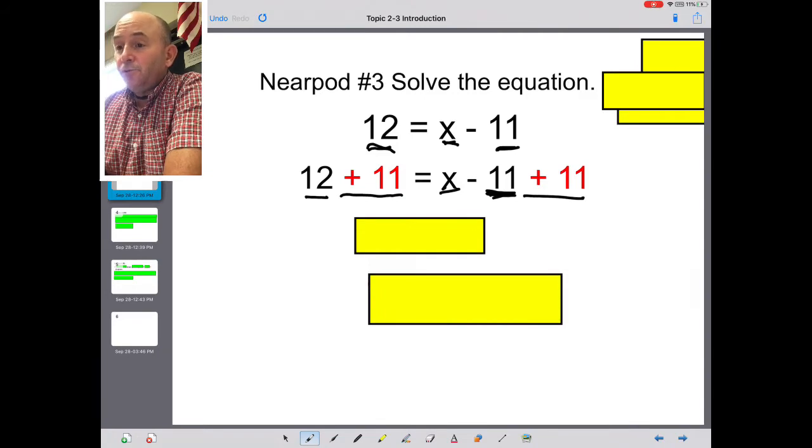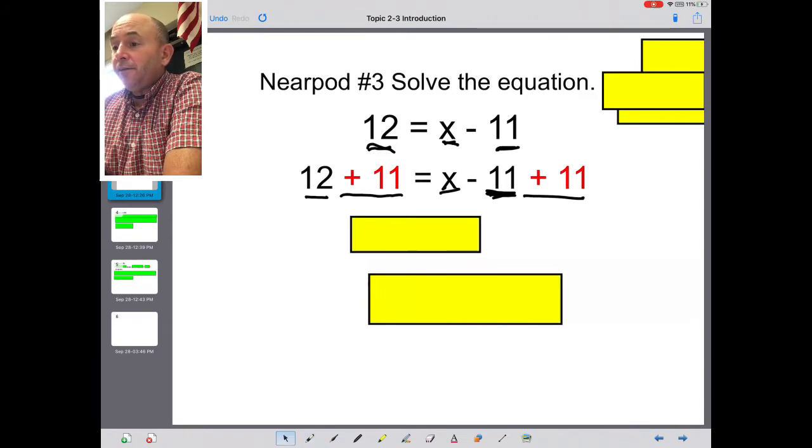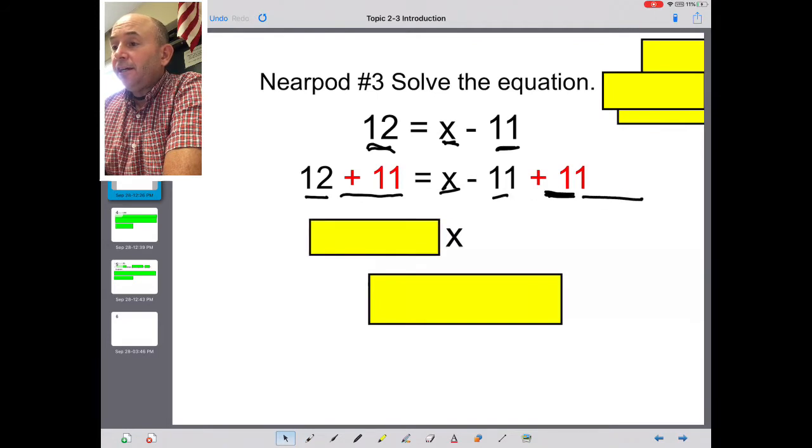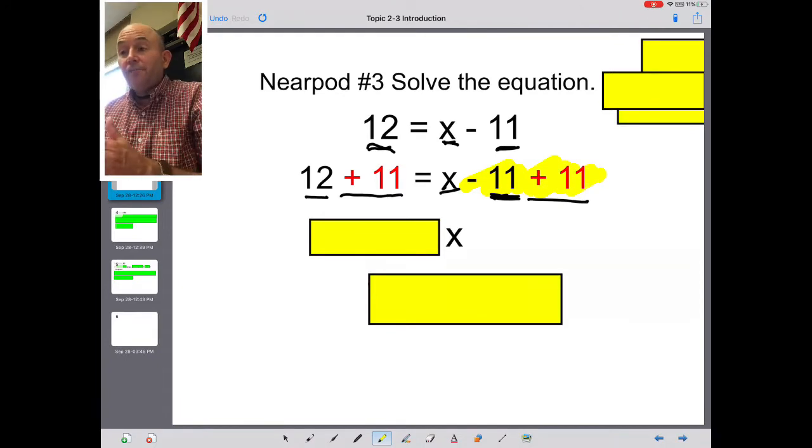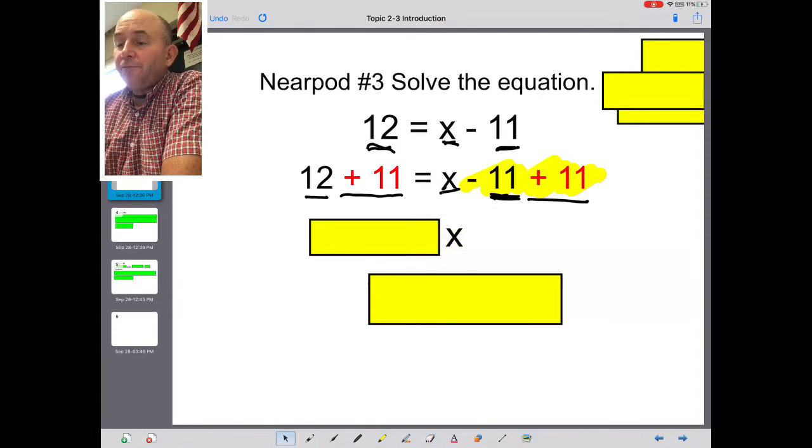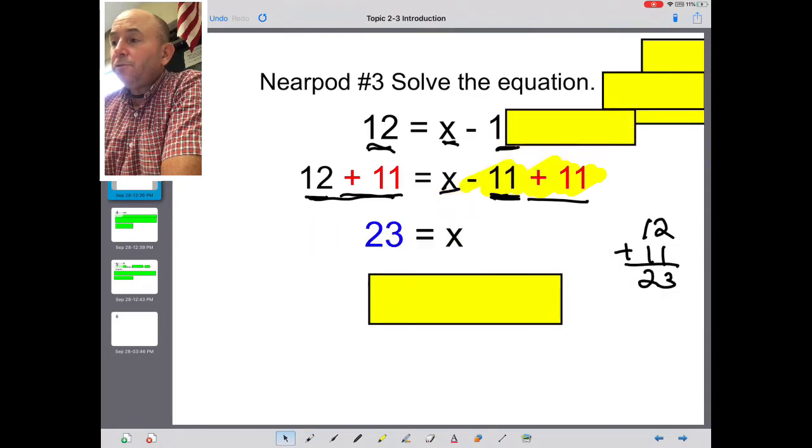So when we do that, we see that we get x by itself, because this negative 11 or minus 11, we get rid of it by giving it a positive 11. If you subtract 11, you add 11 to it, and it leaves you with the x by itself. Then we go to the other side and we have to do 12 plus 11. So if we do 12 plus 11, you'll see that 2 plus 1 is 3, 1 plus 1 is 2. So the value of x should be 23.